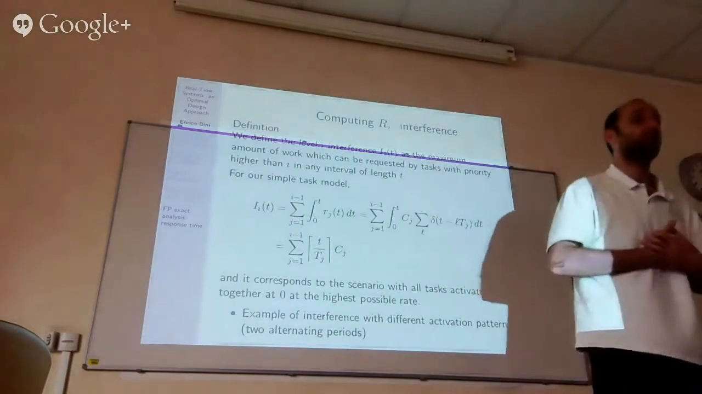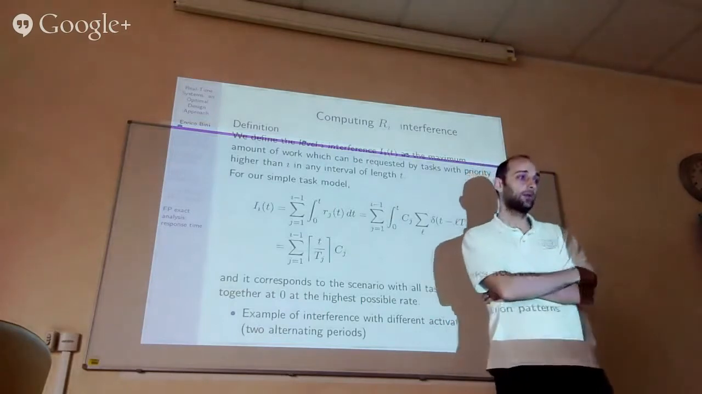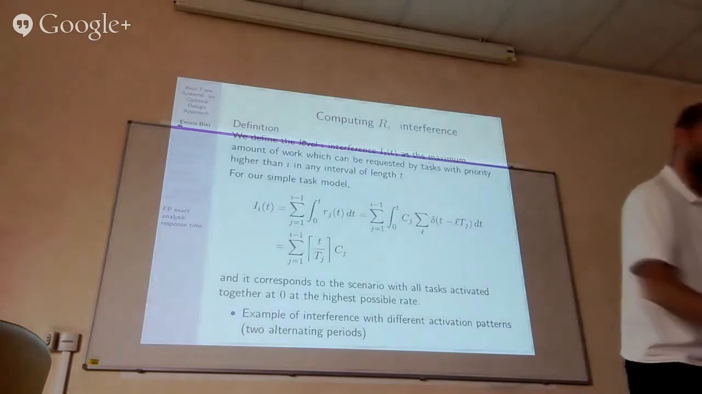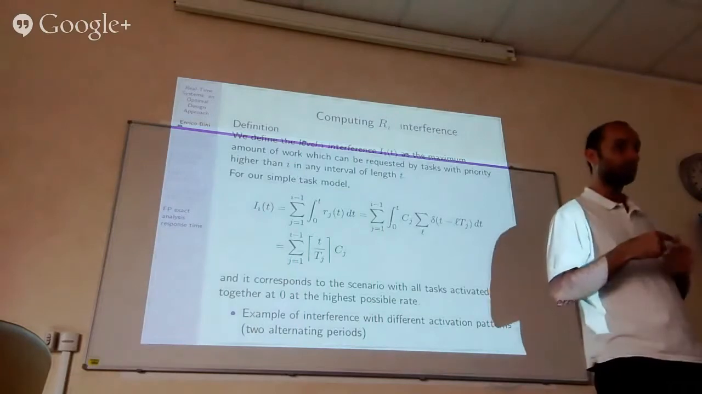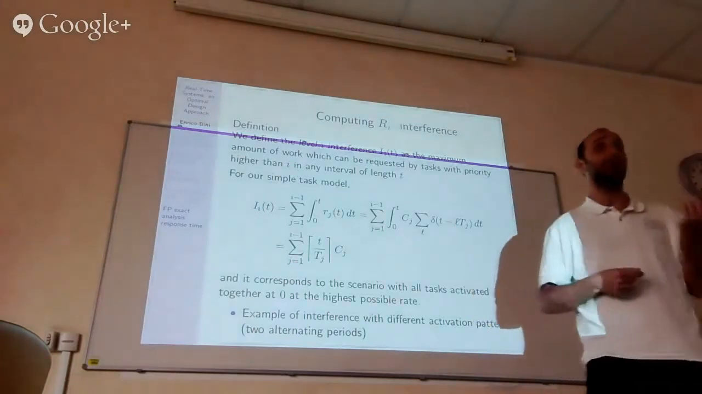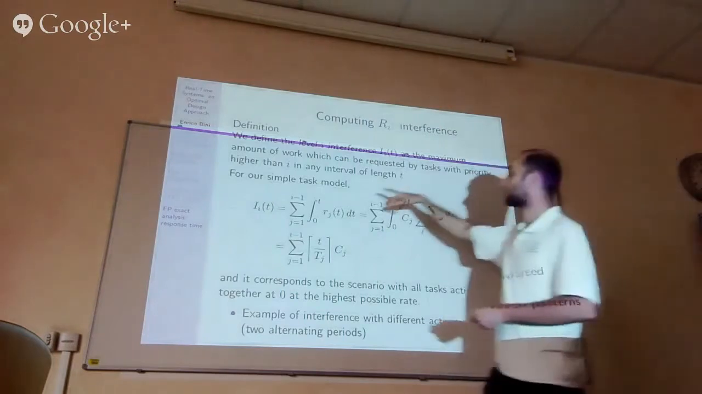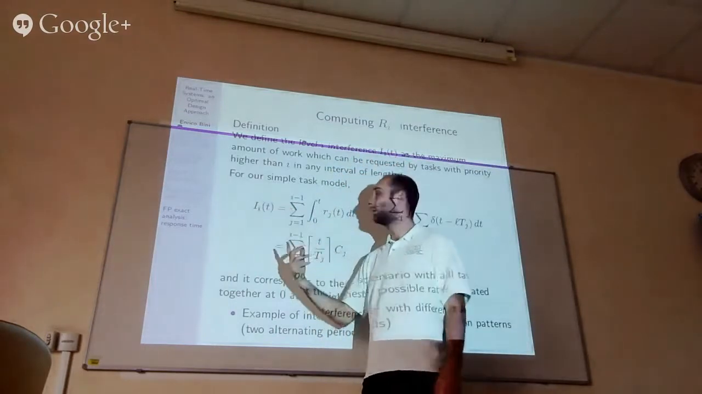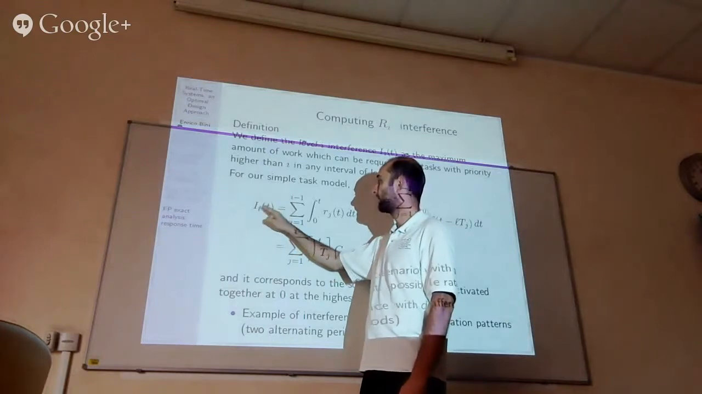Now, how do we compute the response time? We compute it through the interference. First we need to define this interference. The interference basically is the maximum amount of work which can be requested by tasks with priority higher than i. So this is the maximum amount of work which can be requested by tasks with higher priority than i in an interval of length t.